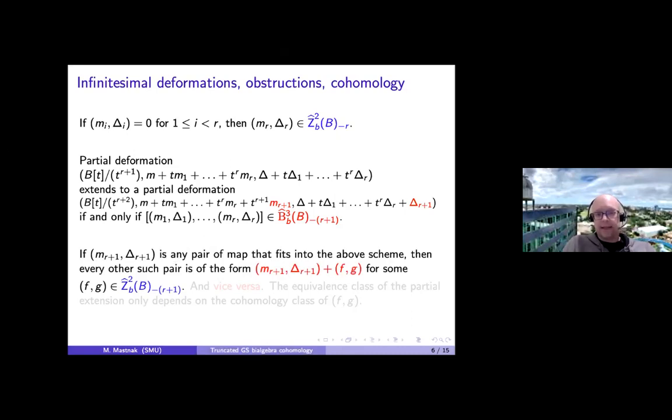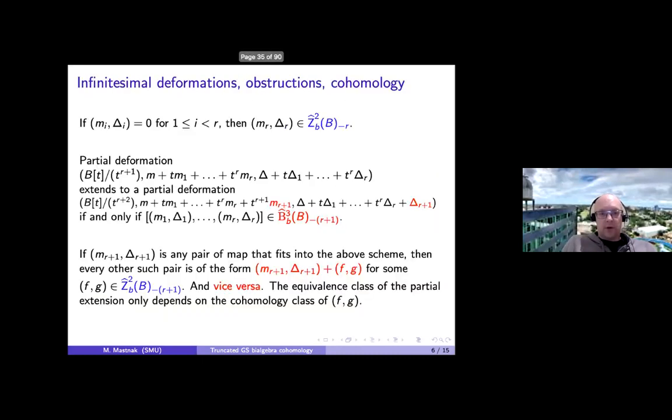In this graded setting, it's very nice, right? In the ungraded setting, it's not so clear, but in the graded setting, it's very nice, because if you can continue somehow, then the second cohomology, now in one degree lower, a homogeneous degree lower, will again tell you all possible ways of continuing. And vice versa, right? And of course, the equivalence class of this partial extension only depends on the cohomology class of this, right? So that's where co-boundaries come in.